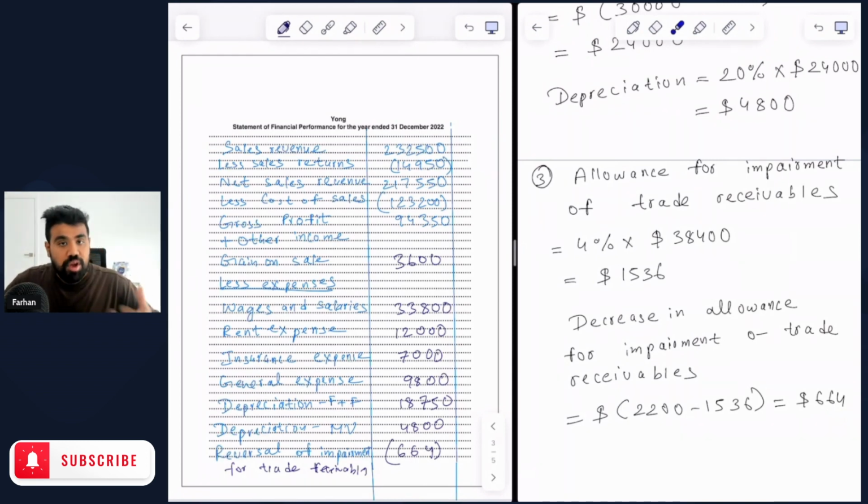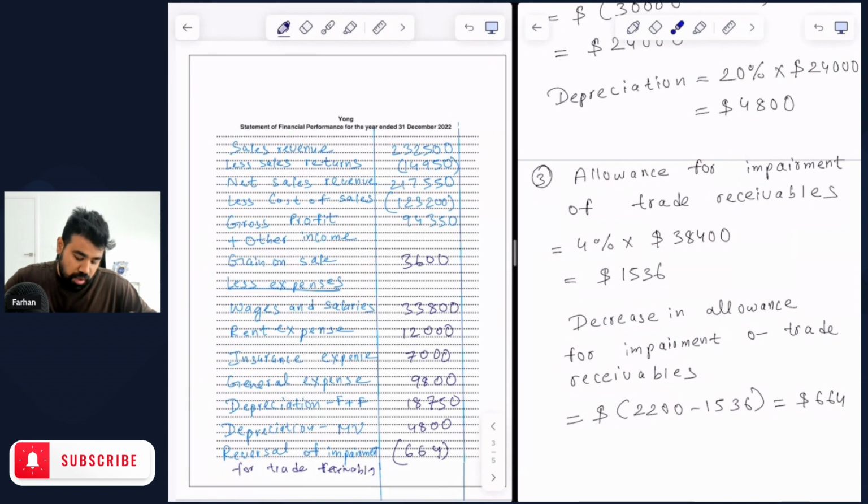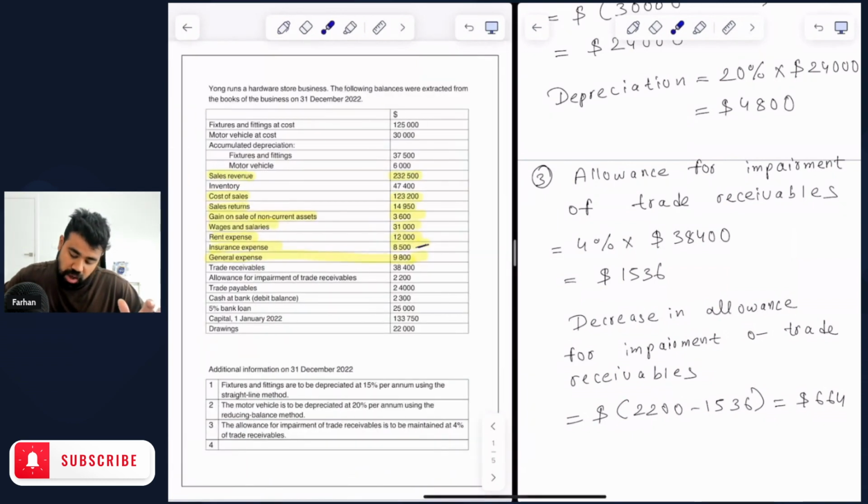The allowance for impairment of trade receivables was calculated based on the additional information number 3, which asked us to multiply 4% on the amount for trade receivables of $38,400. And that gave us $1,536, as you can see on the working on the right hand side of the screen. And based on the previous year allowance for trade receivables of $2,200, as you can see here, this has decreased in the current financial year ending 31 December 2022, and the amount for the decrease is the difference between 2,200 and 1,536, and that is $664.